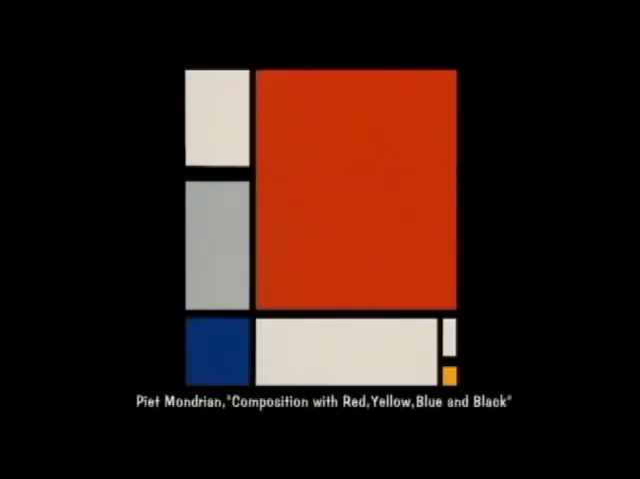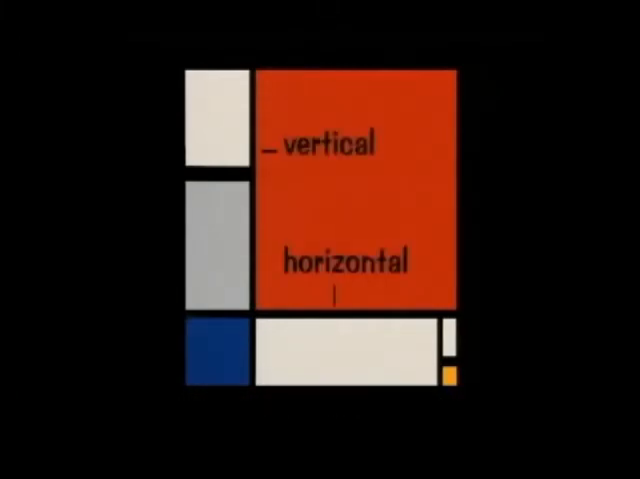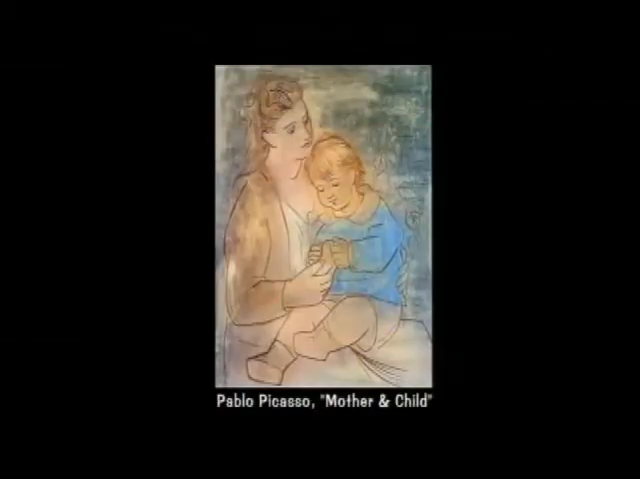How would you describe the lines in this painting? There are no diagonals, and there are no curving lines. Only straight, thick, horizontal, and vertical lines are used. The lines in this drawing are very different. They are delicate and curve and flow as they outline the mother and child.